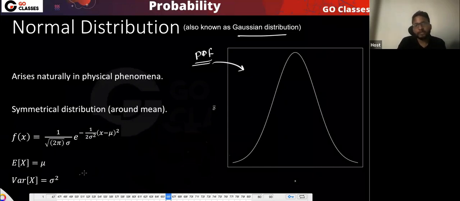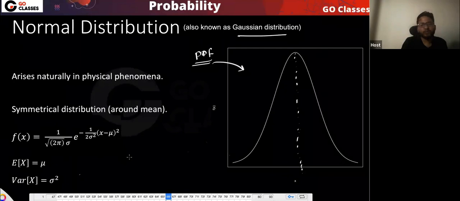Okay. So anyway, this distribution is symmetric about the mean, which means we need to calculate the mean, the expected value. Let's suppose I calculate the expected value, then it will come out to be in between only. This is the expected value. This is symmetric about the mean. Okay. And the PDF has this formula.